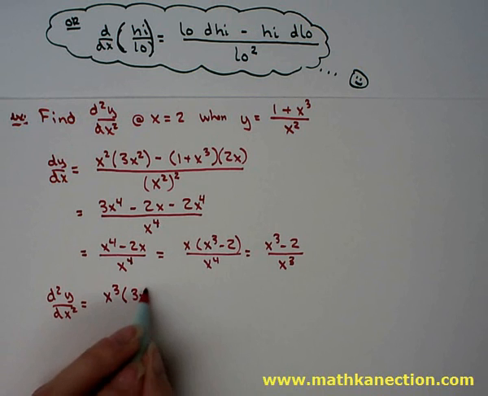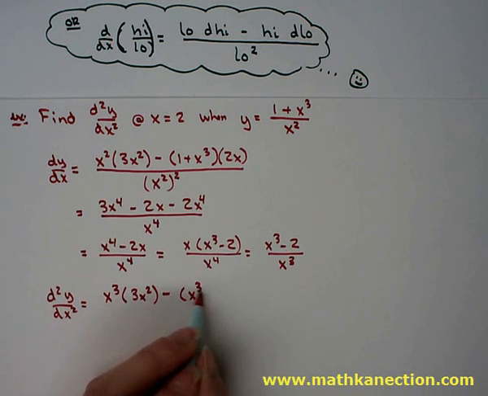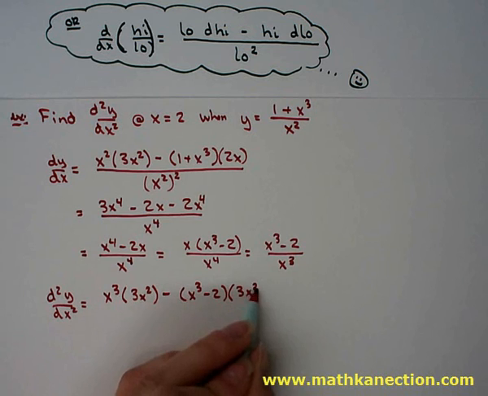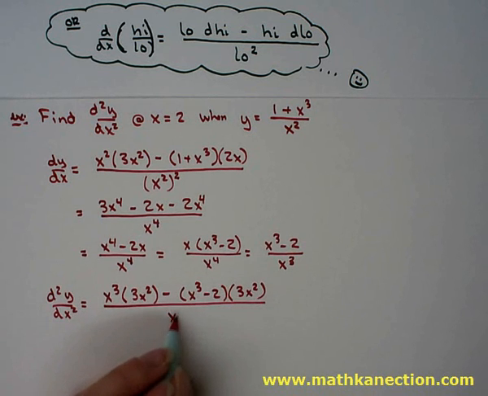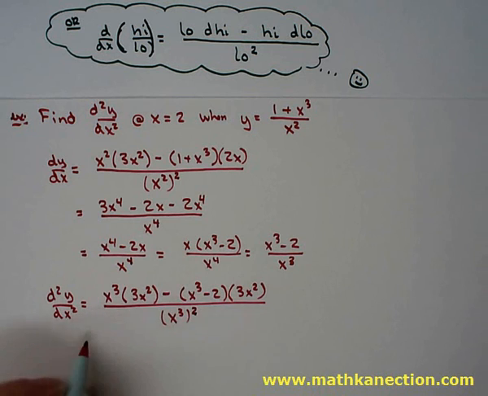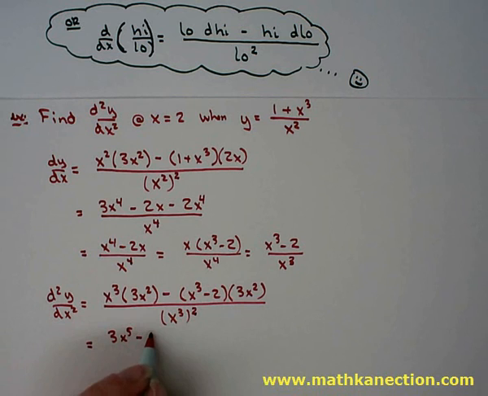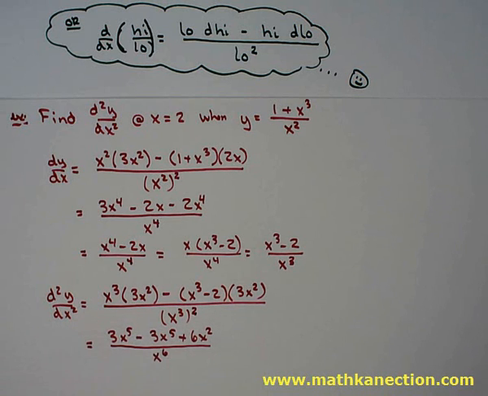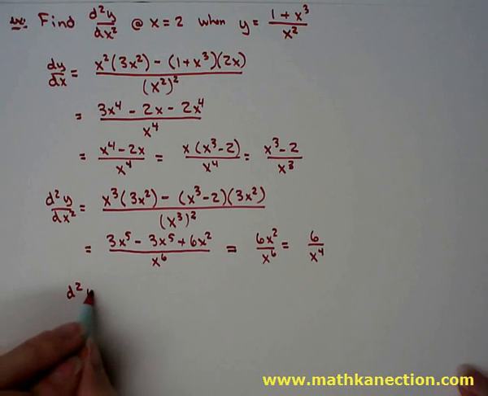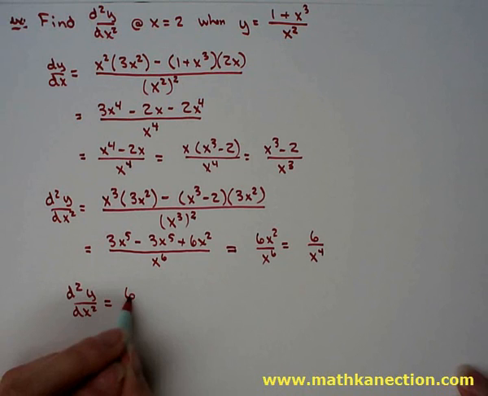So we have low, which is x cubed, d high, which is 3x squared, minus the high function, x cubed minus 2, d low, 3x squared, all over the low function, x cubed squared. To make the problem a little bit easier, we'll just simplify a few by distributing. Distribute the 3x squared and the negative sign, and combining like terms to get 6x squared over x to the 6th, and reducing to get 6 over x to the 4th.